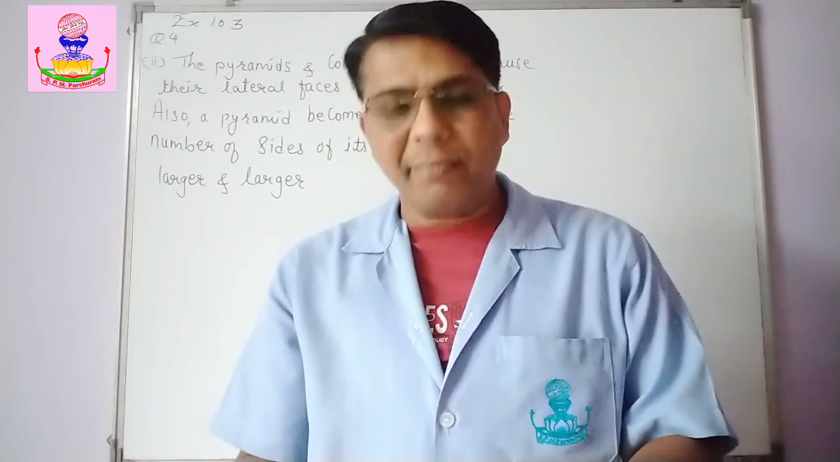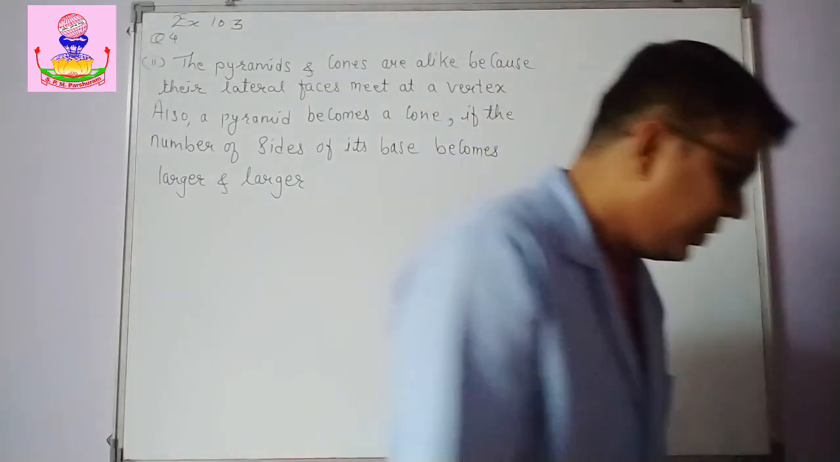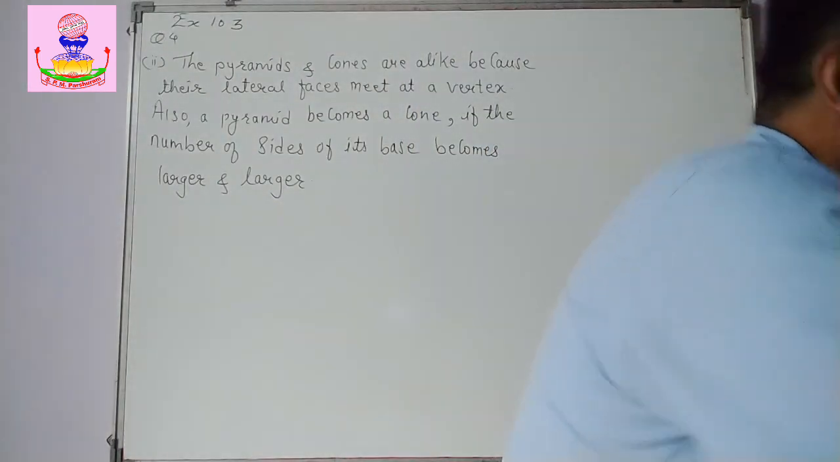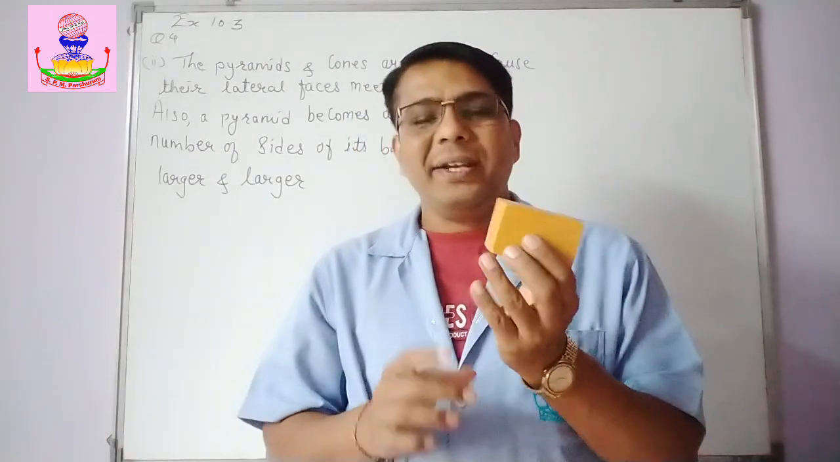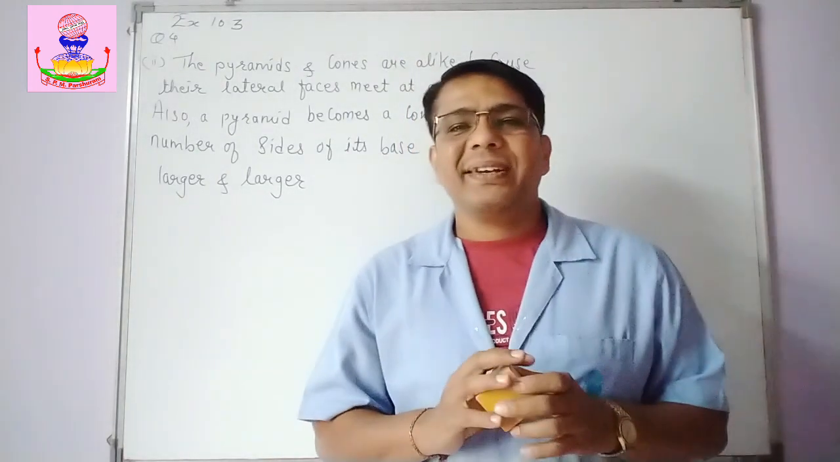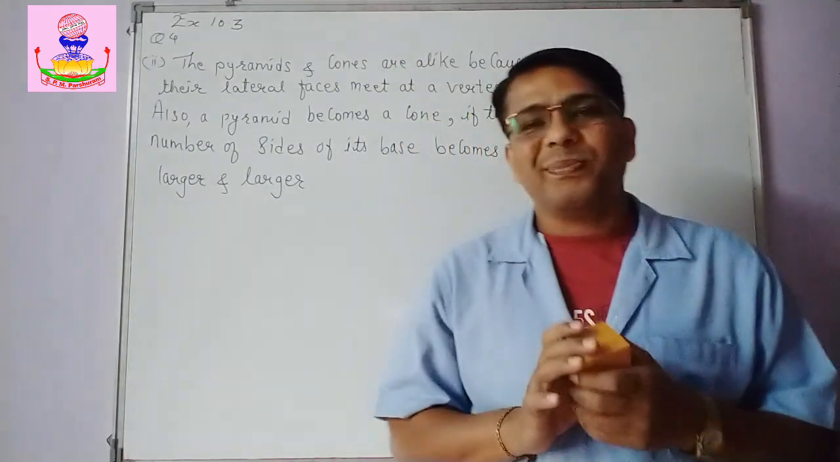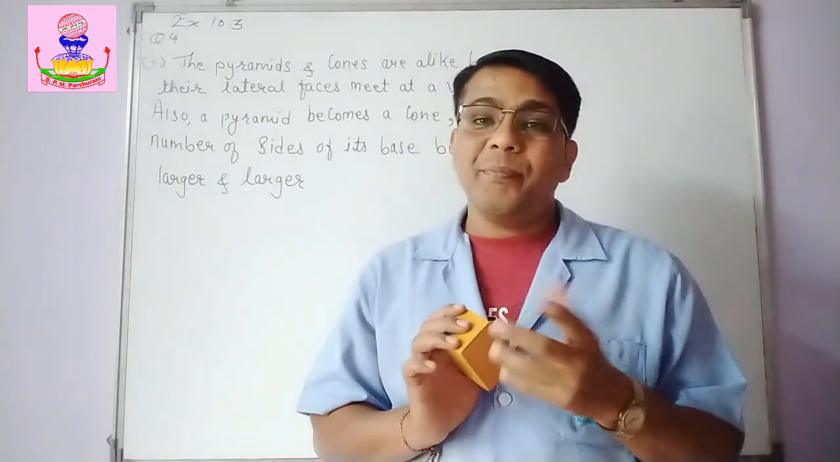Now, question number 5. Is a square prism same as a cube? Explain. Now, square prism. This is a square prism. Why? Bases are squares. Now, the square prism can be a cube. Also, it can be a cuboid.